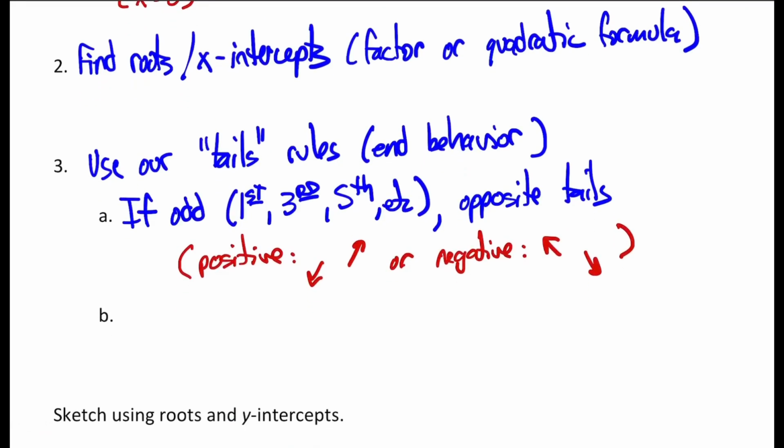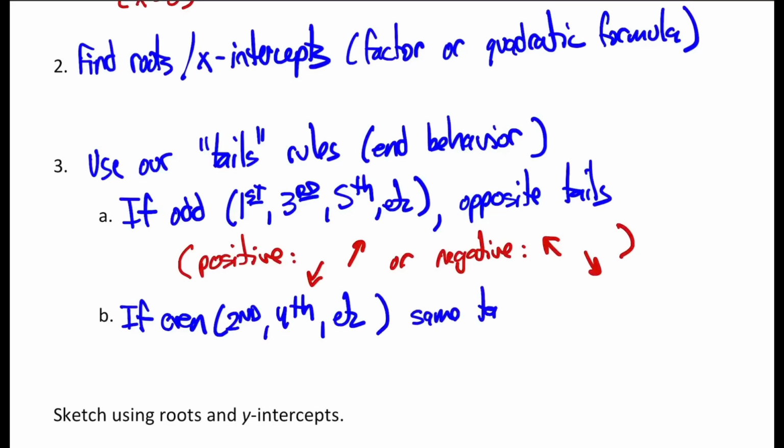All right, if even, so obviously that's going to be the second, fourth, etc. We might have a sixth degree, but nothing more than that. We have the same tails. All right, so what's that going to look like? If positive, both up.